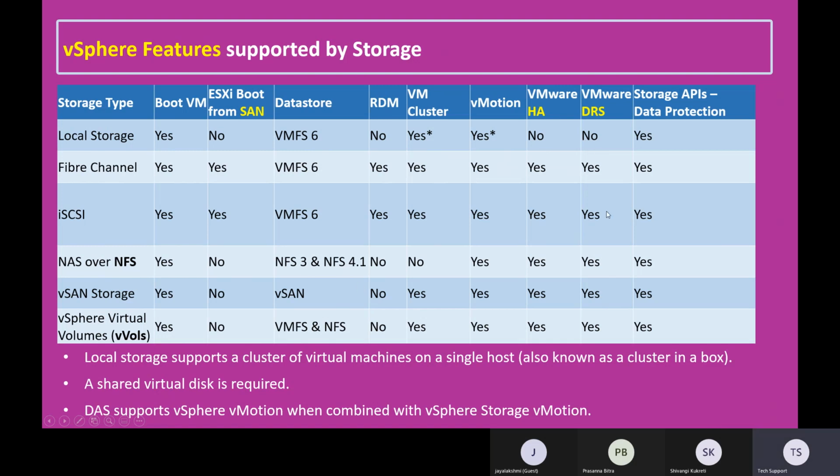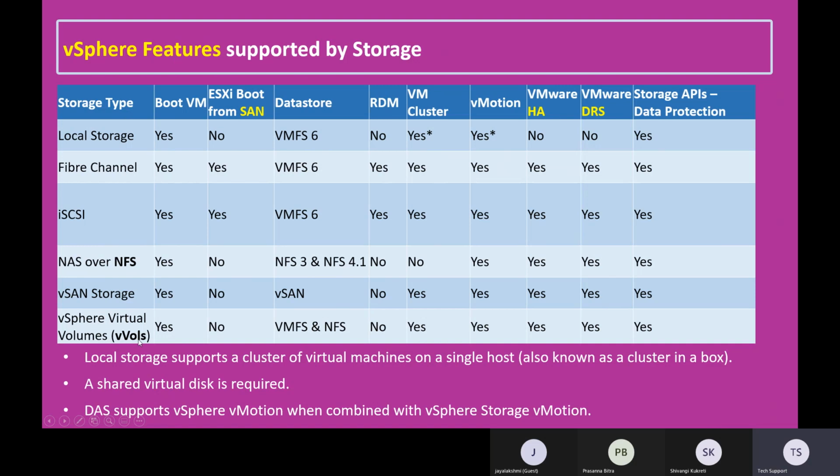And coming to the last option, storage APIs. API means application program interfaces for data protection. Data protection is nothing but a virtual machine's backup. In order to take the virtual machine backup, we can take the backup from any storage. You can take backup from local storage, Fibre Channel SAN, iSCSI SAN, any type of storage. So this is about the vSphere features supported by our existing storages.